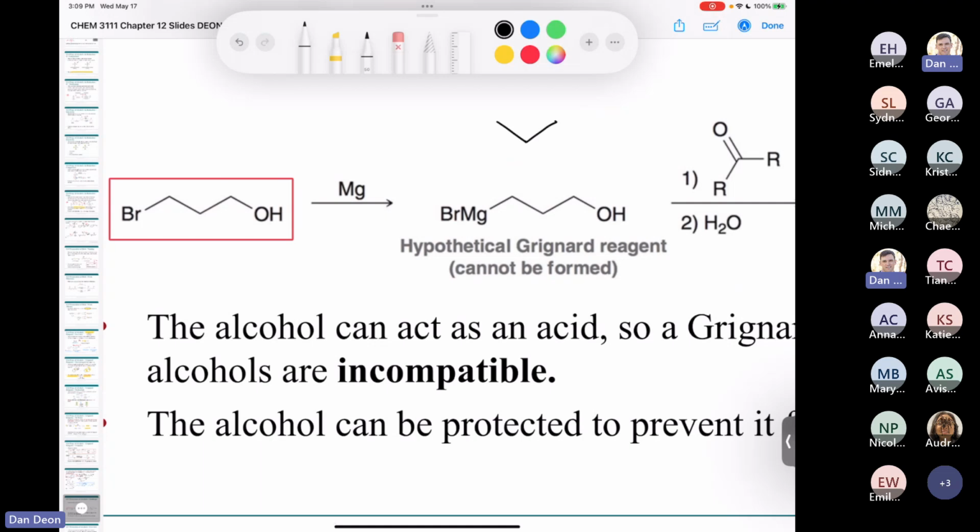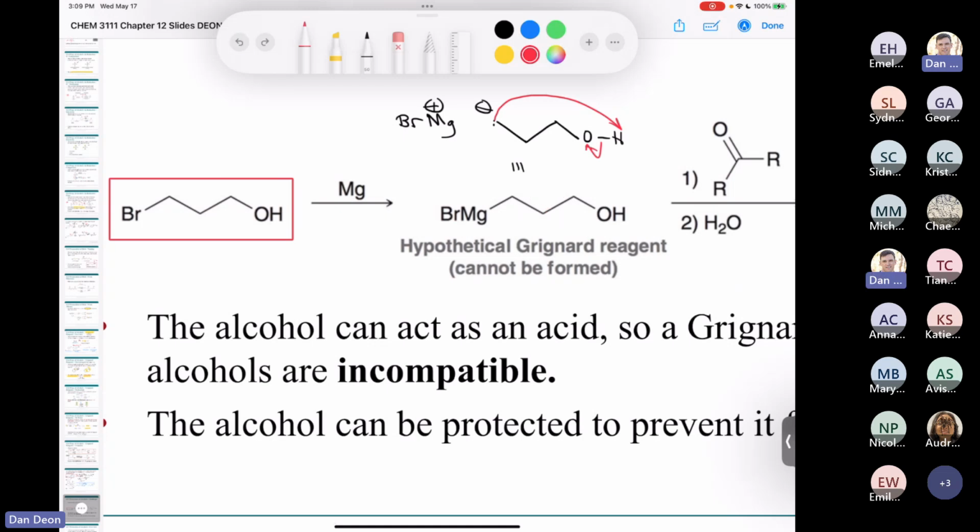If you draw it as an ionic compound, maybe I'll put the hydrogen out here, you're going to have this. Okay, so this is what I'm drawing here. That means that this negative charge can pull the proton off of here, and that will just destroy the Grignard. So this cannot be made.